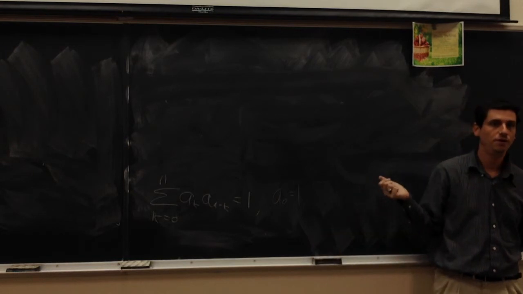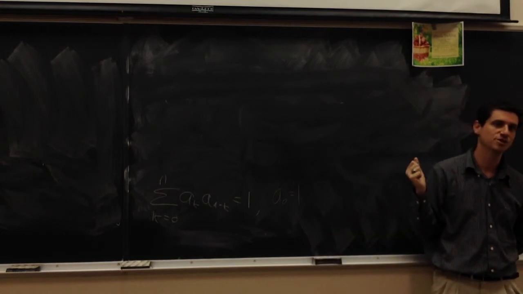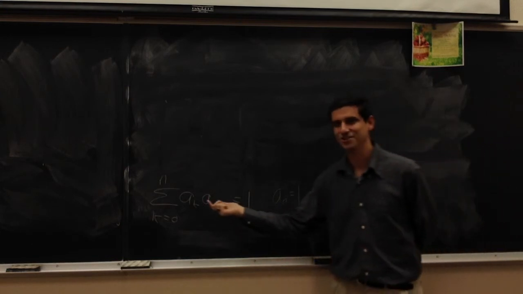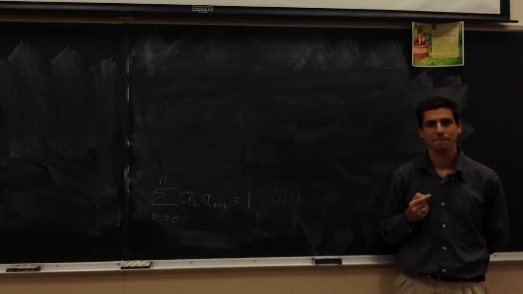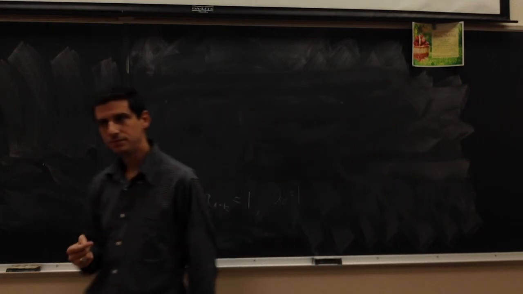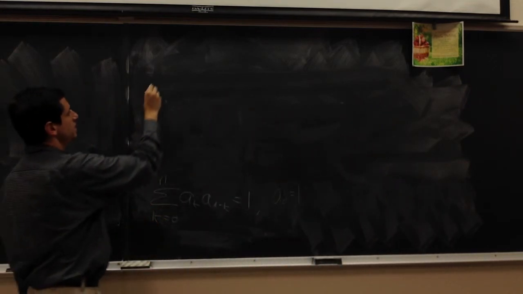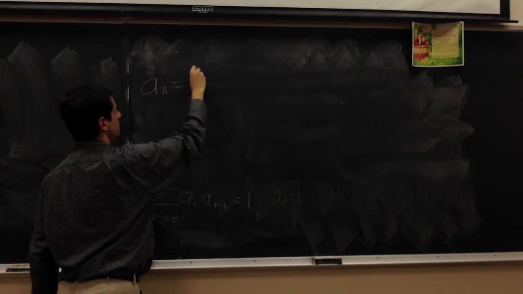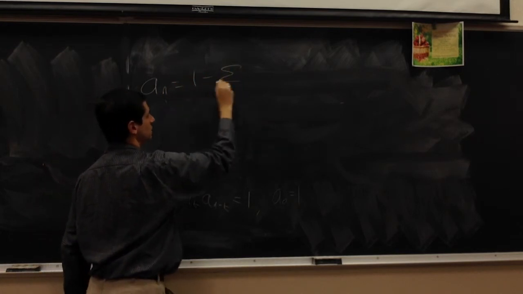Well, find a recurrence relation. How would we find a recurrence relation? We've got it. Here's the recurrence relation. Just by varying levels of n and solving for a sub n. So we could solve and we get a sub n is 1 minus the sum.